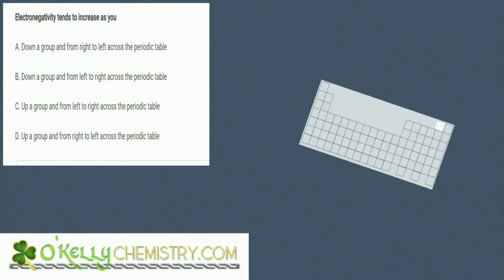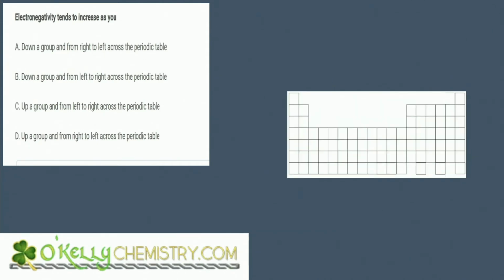Electronegativity. Where does it increase? Well, again, fluorine has the highest electronegativity value, so it's going to increase from left to right, and it's also going to increase as we move up a group. So we can cross out A and B. So up a group and left to right, that means we have C.